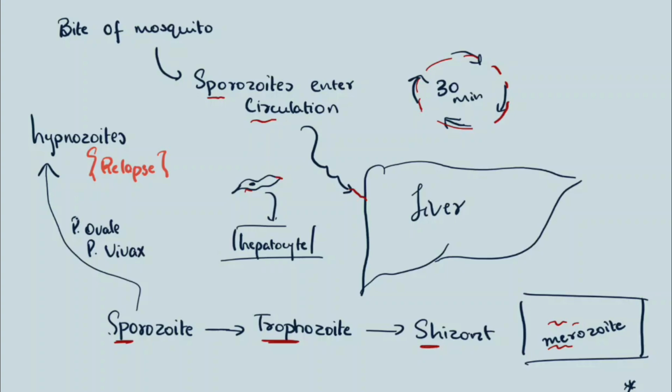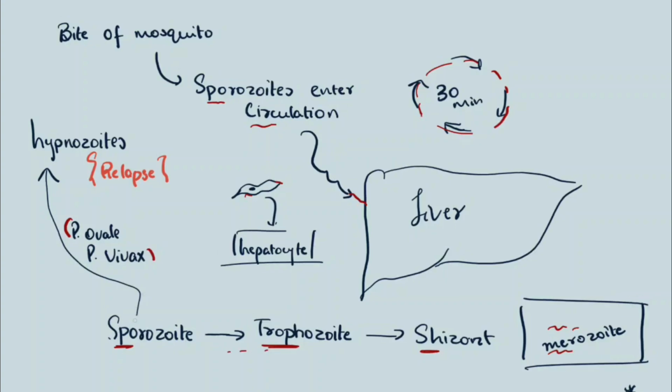Now, in some species like Plasmodium ovale and Plasmodium vivax, these stages don't necessarily occur immediately. What happens is the sporozoite converts into a form called hypnozoites, which is basically like a sleeping cell, where it remains dormant for quite some time, and then it goes to the stages of trophozoite, schizont, and merozoite, and that is what causes the relapse of malaria in ovale and vivax.